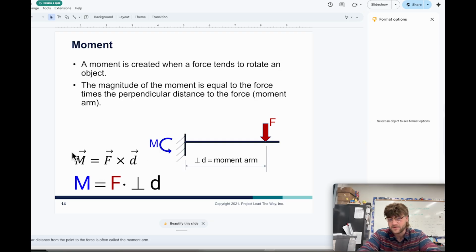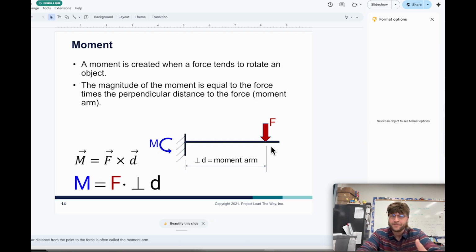And so what we can end up doing with this is we can basically just say, okay, well, the moment is equal to the force multiplied by the distance that is perpendicular from that force. Or you can say the moment arm times the force that is perpendicular to that distance. And if you multiply those two out, you'll end up finding the moment. So in this case, for instance, the moment that is created is going to be equal to whatever this force is here that's acting primarily in the y-axis multiplied by this distance here, d, which is known as the moment arm.